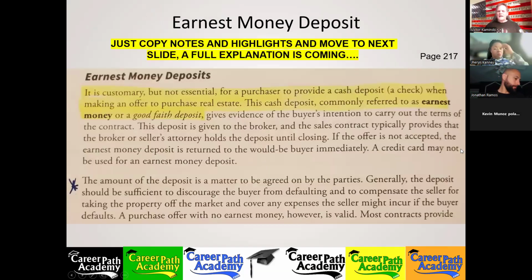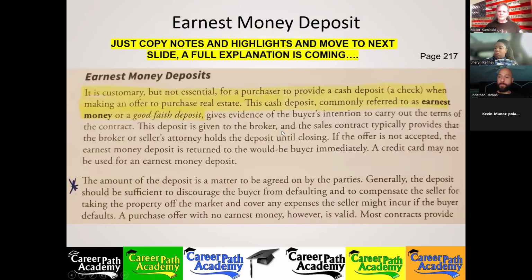So, earnest money deposits. It's customary but not essential for purchasers to provide a cash deposit or a check when making an offer to purchase real estate. And this cash deposit is commonly referred to as the earnest money or good faith deposit. It gives evidence of the buyer's intention to carry out the terms of the contract.